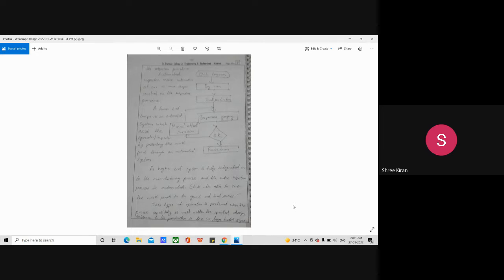I hope so. You remember what I mean by FMS? Can anyone tell me? Adarsh Manohar, can you tell me the full form of FMS? Adarsh, could you just tell me the full form of FMS?